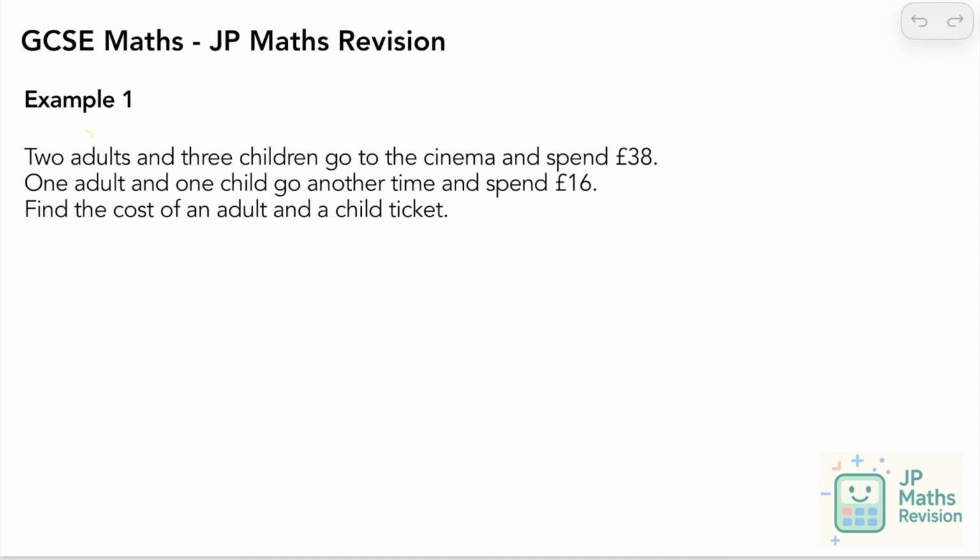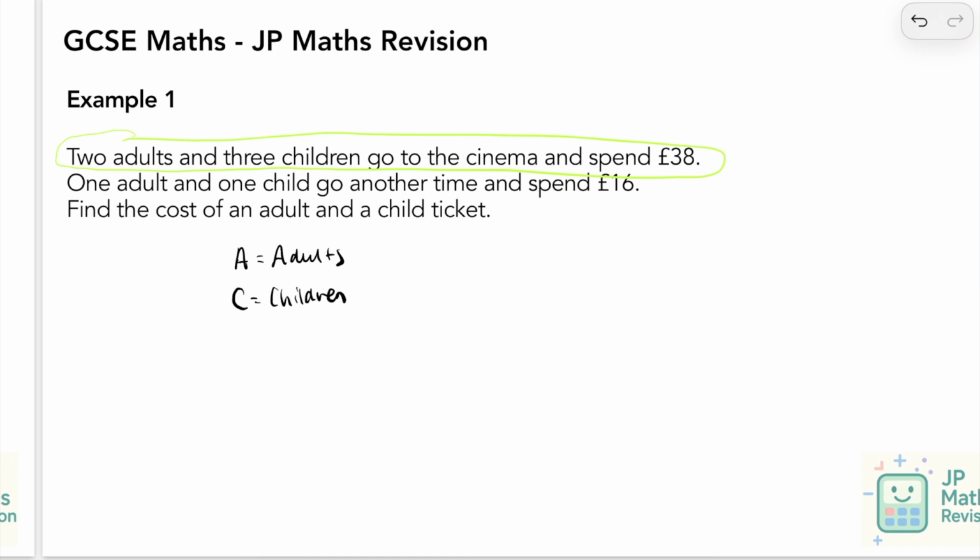So if we take this sentence here, it says 2 adults and 3 children go to the cinema and spend £38. So what we can interpret from that is if we call the adults A and the children C, I can say 2A plus 3C equals 38, because the cost of 2 adults plus 3 children is £38. We've also then got 1 adult and 1 child go at another time and that costs £16. So we can say 1 adult plus 1 child equals £16. So we've now got our system of simultaneous equations, we now just need to solve them.